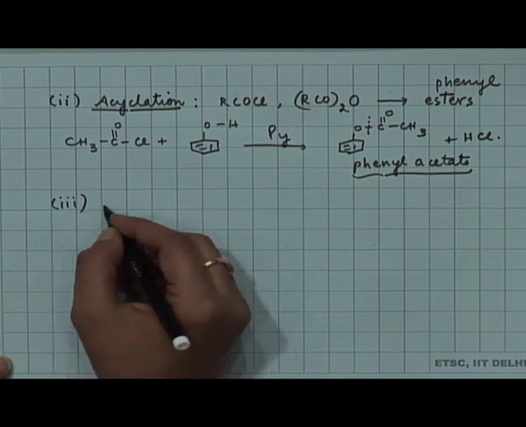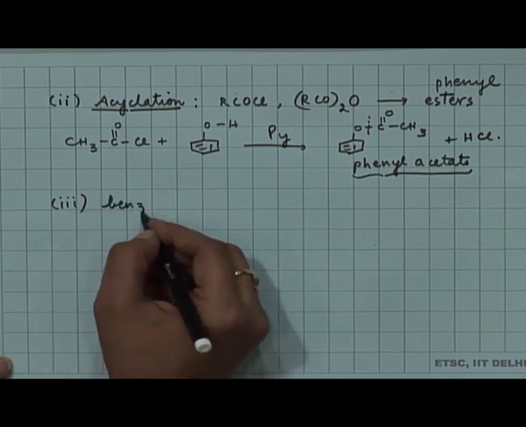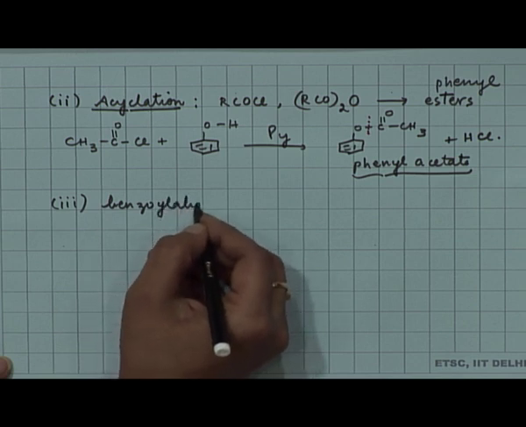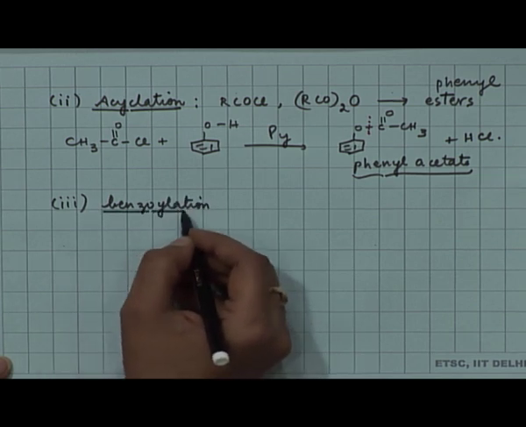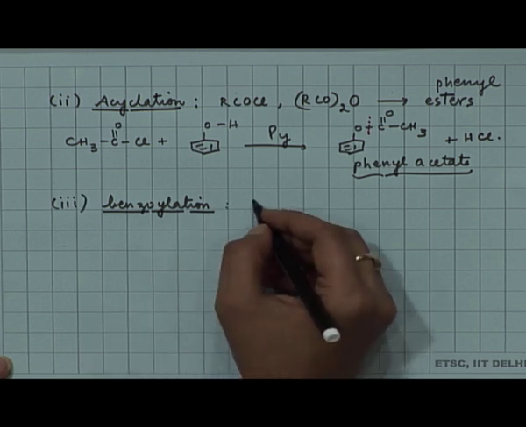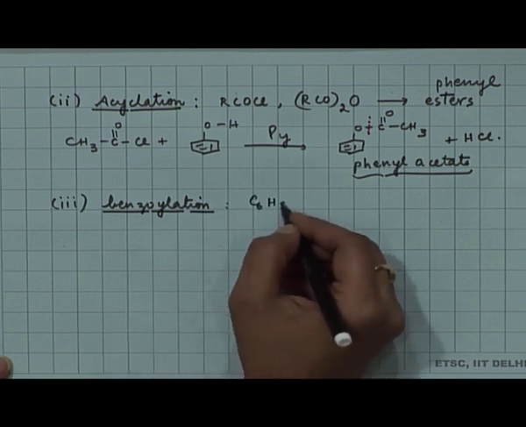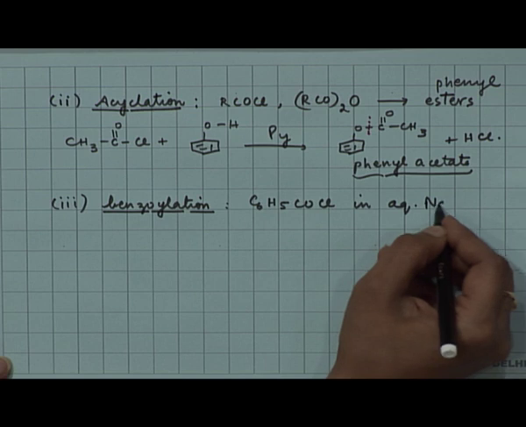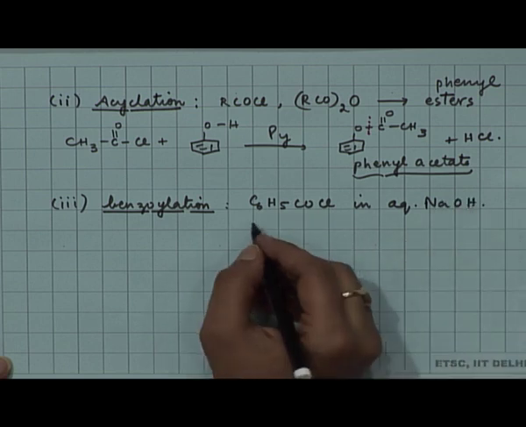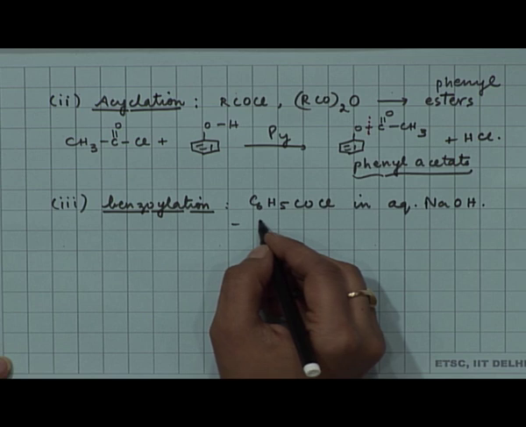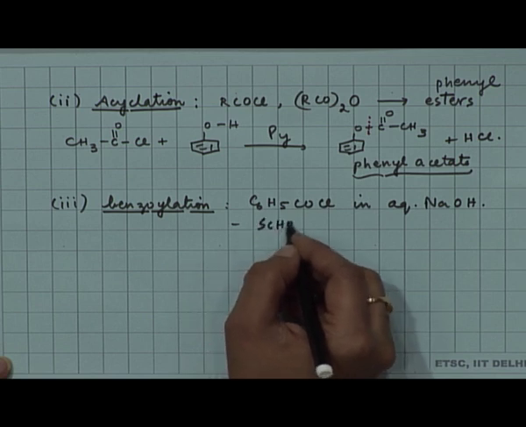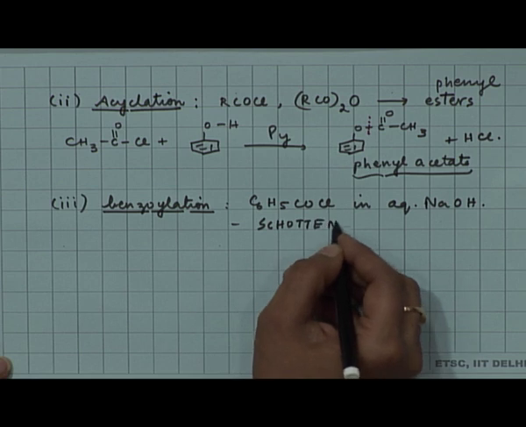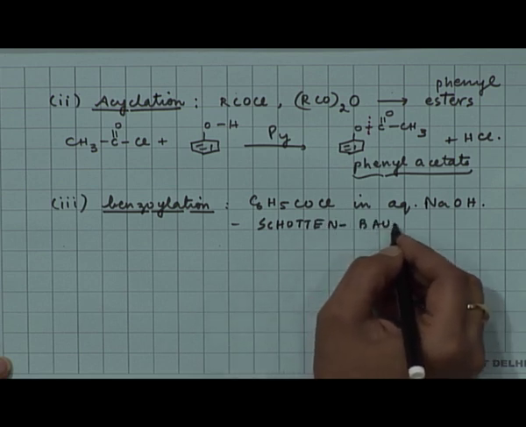Another reaction is benzoylation, similar to alcohols. In this you treat it with benzoyl chloride in aqueous NaOH, and this reaction is popularly known as Schotten-Baumann reaction.